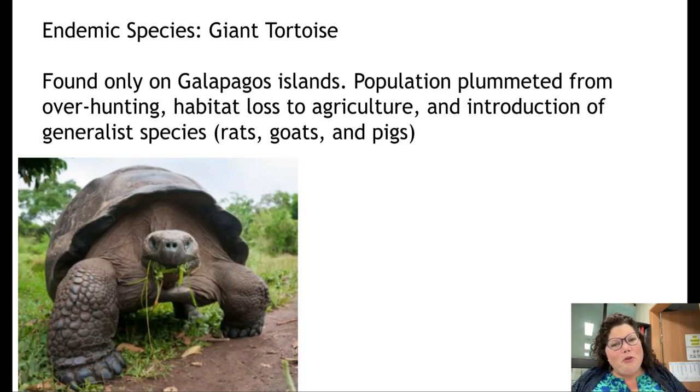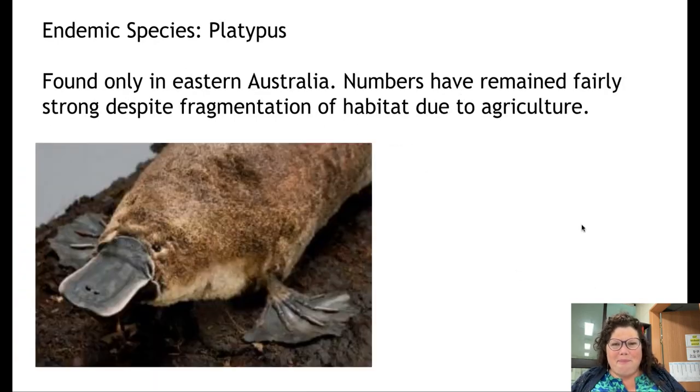Here's a great example, the giant tortoise. This is only found in the Galapagos Islands. Unfortunately, many boats came to explore the Galapagos Islands, and they brought pigs and goats and rats, all these generalist species, and because of that, the population has dropped. Because they're such specialists, they require such a stable ecosystem that can't be infiltrated by these other species.